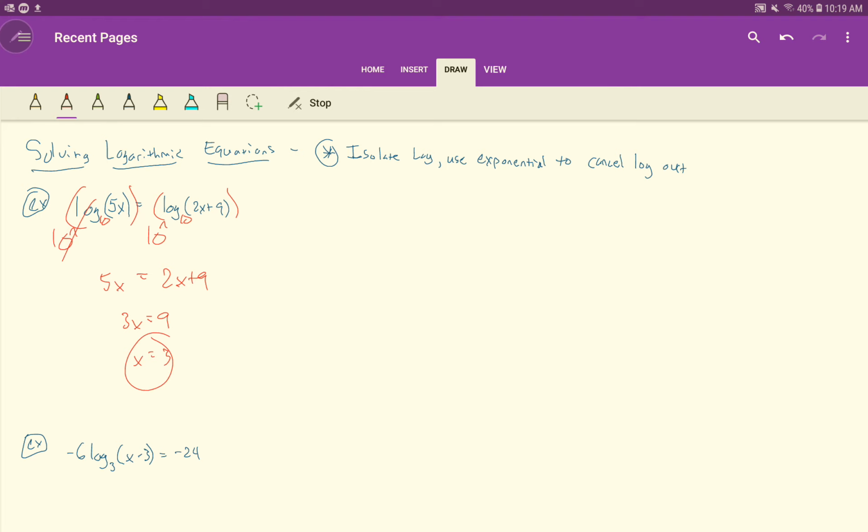Okay, now here you really should check these things back in your calculator, or at least plug them back in, because remember that logarithms have a limited domain, right? You can't take the log of a negative number, for example, so you want to make sure that you don't have any extraneous solutions.